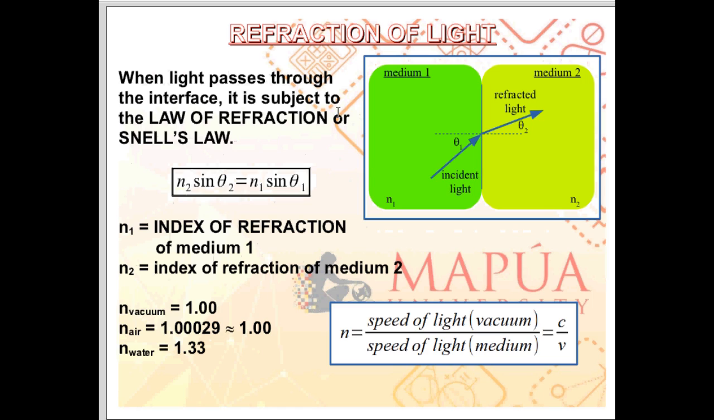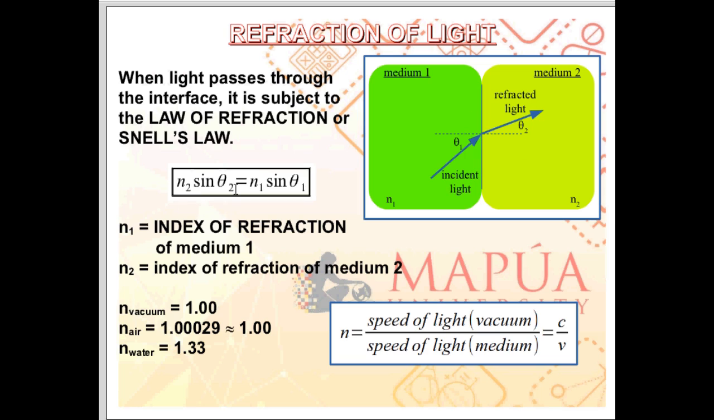On the other hand, for refraction of light, after the incident light strikes the interface, the light passes through, and you have refracted light. Because of the difference in the two media, instead of simply traveling in a straight line, the light will appear to bend. The bending of light as it passes from one medium to another is what we refer to as the refraction of light. And when light is refracted, it is subject to the law of refraction, or what is referred to as Snell's law. You have angle of incidence theta 1, angle of refraction theta 2. Just like with reflection, the angles are based on the normal line, or the line perpendicular to the interface.